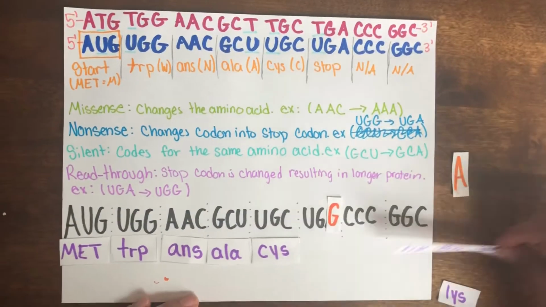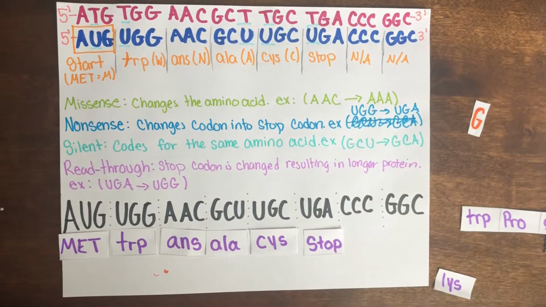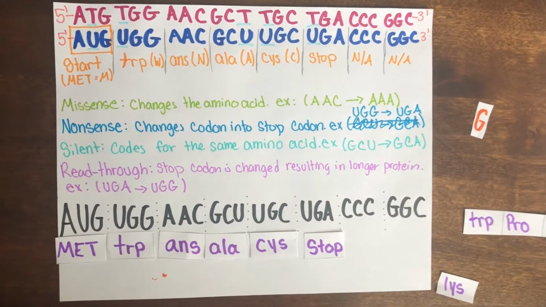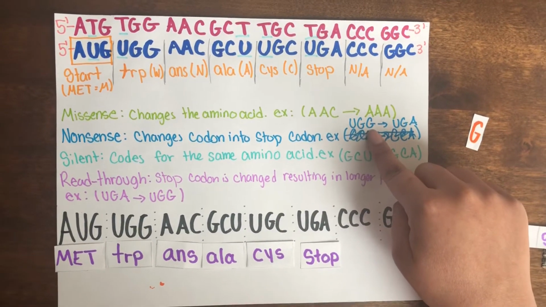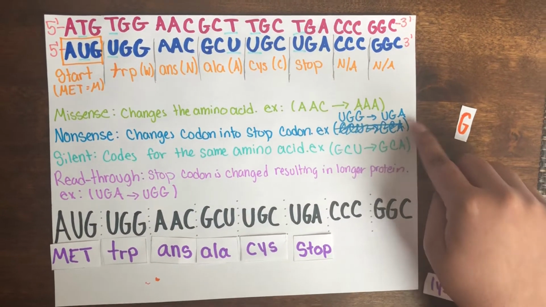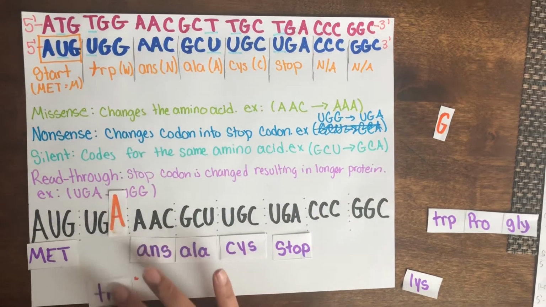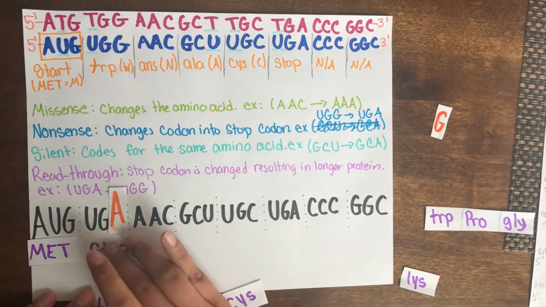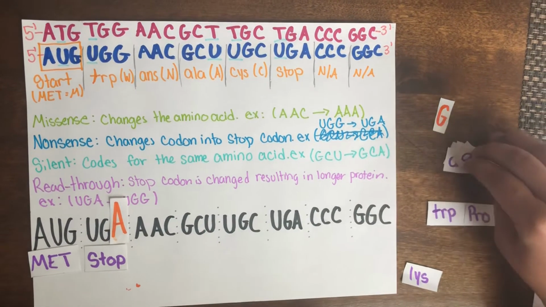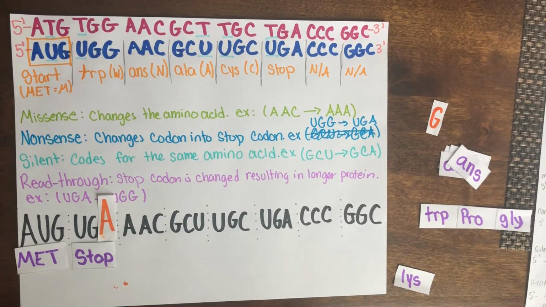The last mutation that we could possibly go through is a nonsense mutation, which changes a codon into a stop codon. So in this case, we're going to change UGG to UGA, which is another purine to purine change, which is another transition. So we're going to change that there, and that will stop translation into the amino acid and change the protein chain completely.